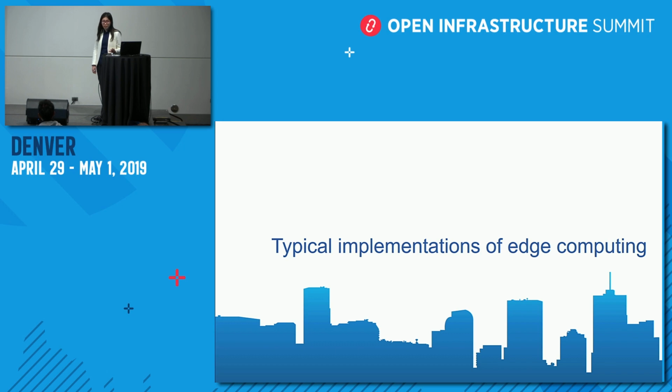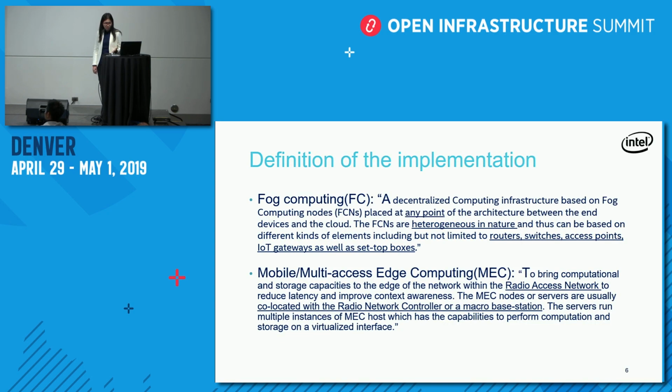Now we're going to implement this. So first, some typical implementations of edge computing. I give here 3 implementations which I found from some research. They are fog computing, mobile or multi-access edge computing, and the third one is called cloudlet. So let's first go through them one by one from the definitions here.